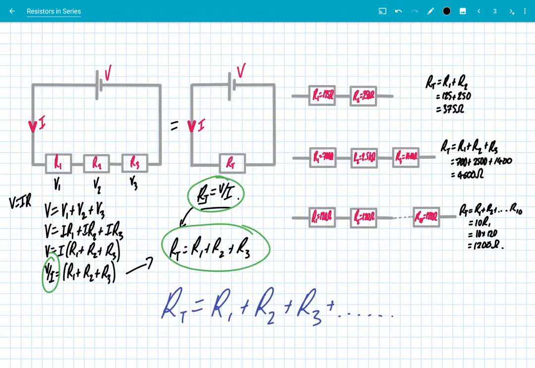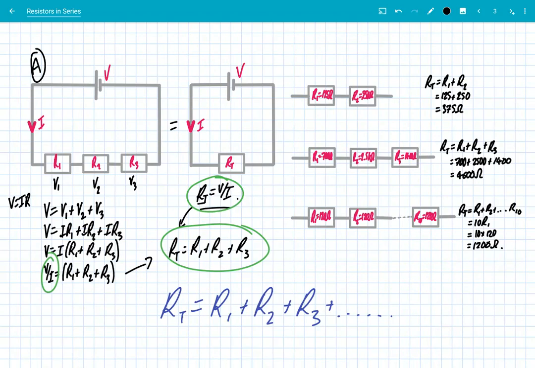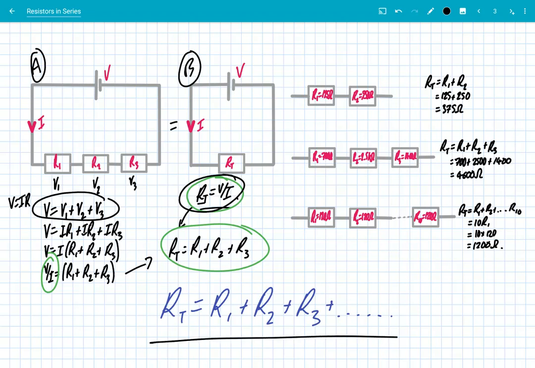So in summary, what you need to know for your exams, you need to know the derivation, which uses these two circuits here, A and B. And all we used was Ohm's law, and we used Kirchhoff's second law, which is that the sum of the EMFs is equal to the sum of PDs. And then we simplified this down and we got our expression, RT is equal to R1 plus R2 plus R3. You just keep adding the resistors in series together.